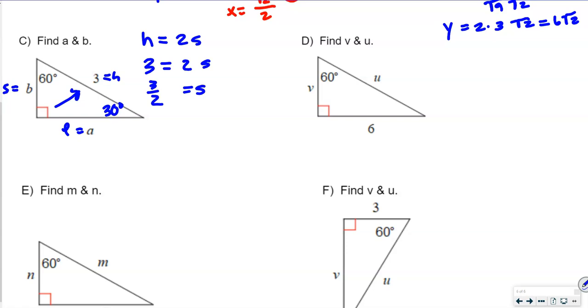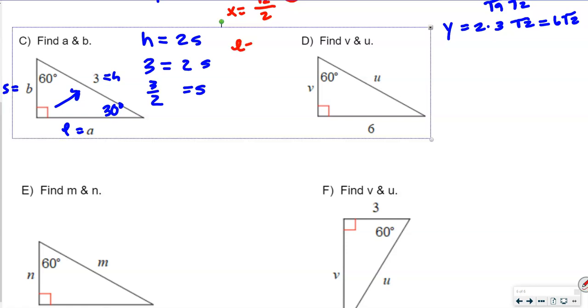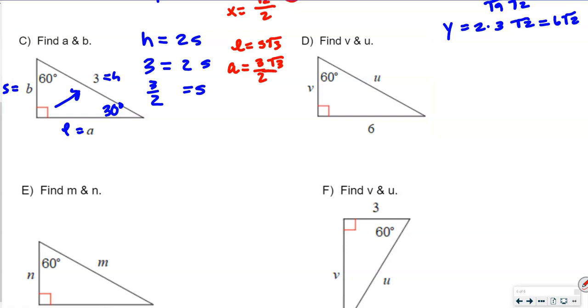Okay, then we're going to find our L. So once again, L is equal to S square root of 3, right? So this is going to be A is equal to 3 over 2 times the square root of 3, right? So all of that goes on top. So it's 3 square root of 3 over 2 is A.